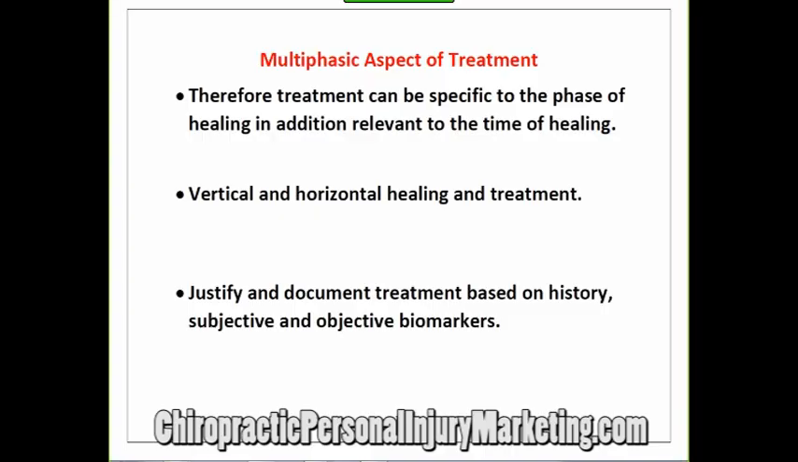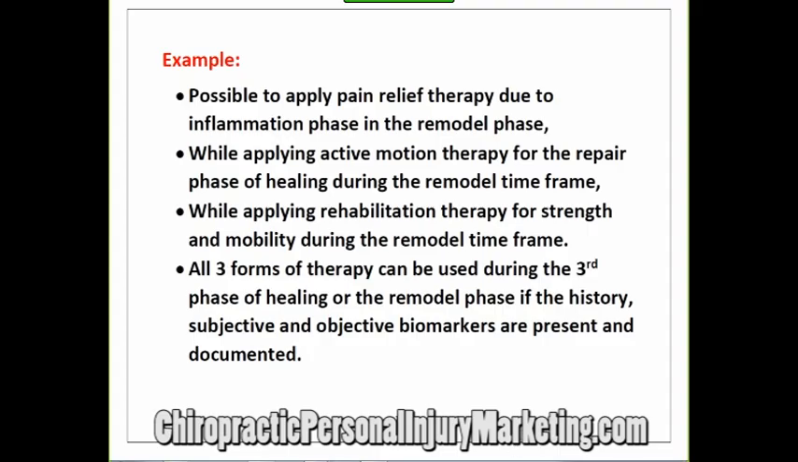And that's the four dimensions of an injury. And you justify and document treatment based on the history, subjective findings, and objective findings. That's how you get paid. That's how you establish the need for care. And I explained the example. It's possible to apply pain relief due to the inflammation phase in the remodel phase, while applying active motion therapy for the repair phase, while healing during the remodel time frame, while applying rehabilitation therapy for strength and mobility during the remodel time frame. All three forms of therapy can be used during the third phase of healing, or the remodel phase, if the history, subjective, and objective biomarkers are present and documented.